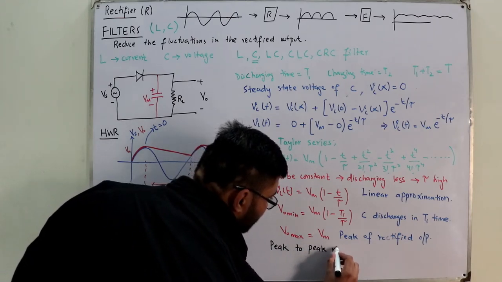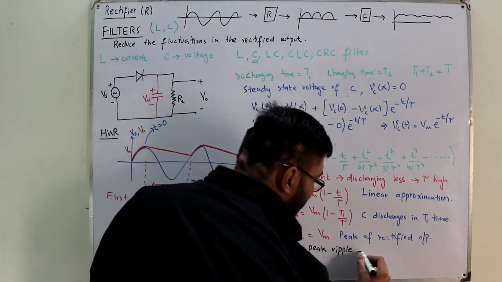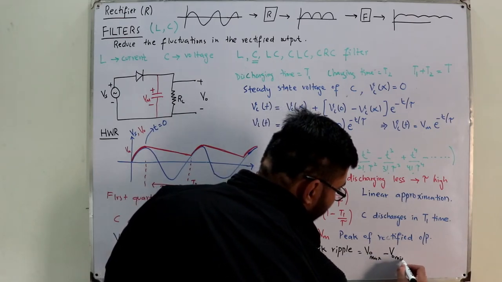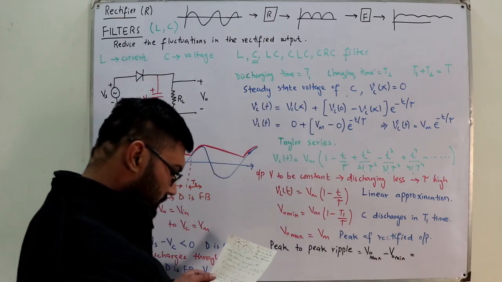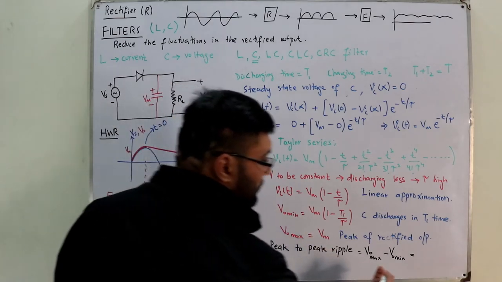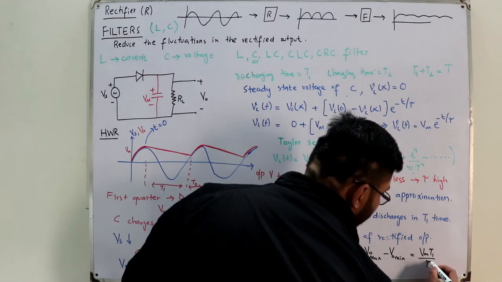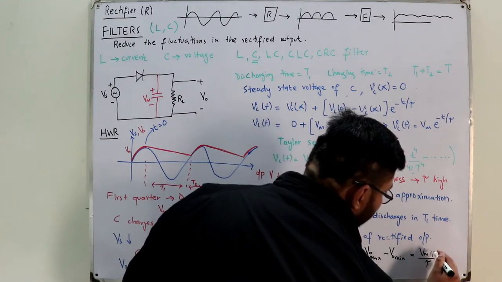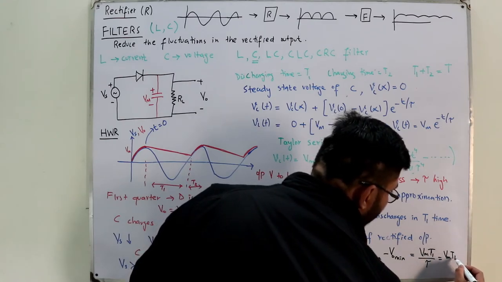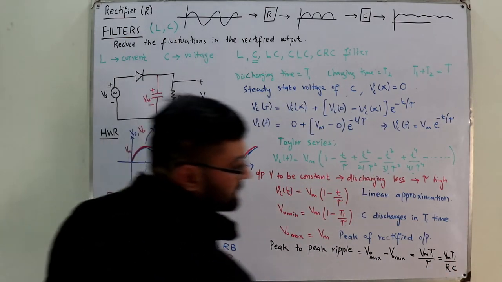Peak to peak ripple would be equal to V naught maximum minus V naught minimum. Do this for yourself. What does it come out to be? Vm T1 upon tau. Tau is what? Rc. So Vm T1 upon Rc. R is what? In this case, we have considered it as RL.